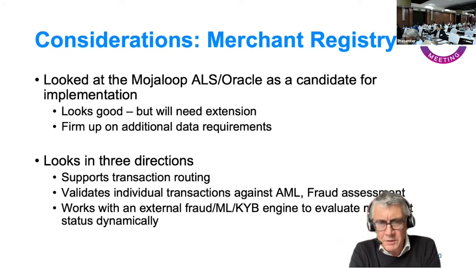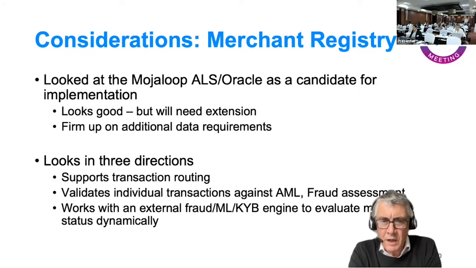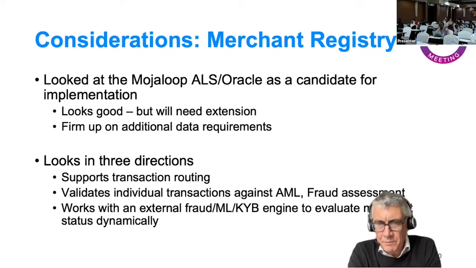And part of what we're trying to do now is to firm up on those additional data requirements. It has to look in 3 directions. So it supports transaction routing, as every Oracle does now. But separately, it provides a validation for every transaction against AML and fraud assessment. So the AML fraud engine off the side can essentially flick a flag within the Oracle to say, no, this merchant is involved in money laundering, disable it, and work with an external fraud engine to evaluate merchant status dynamically as well.